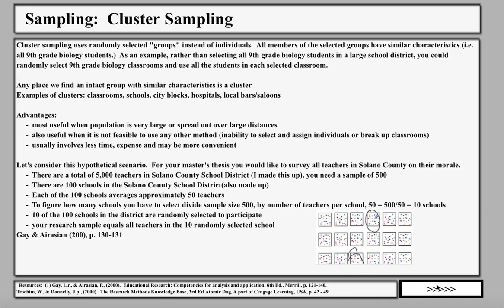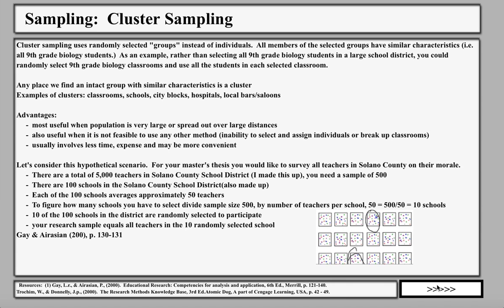As an example, rather than selecting all 9th grade biology students in a large school district, you could randomly select 9th grade biology classrooms and use the intact classrooms as your sample. Any place you find an intact group with similar characteristics, that's considered a cluster. And examples might be classrooms, schools, city blocks, hospitals, local bars or saloons. These could all be considered clusters.